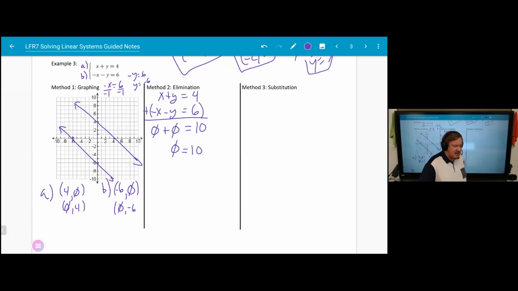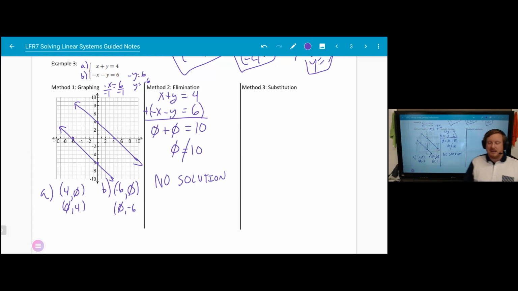That doesn't give me a solution. I got rid of both the variables. And why is that? Since that's not a real solution, 0 does not equal 10. If you've never seen that symbol before, that means does not equal. And since they don't equal, that's why this means no solution. Hey, I like that. Substitution is going to give us the same thing in a different way.